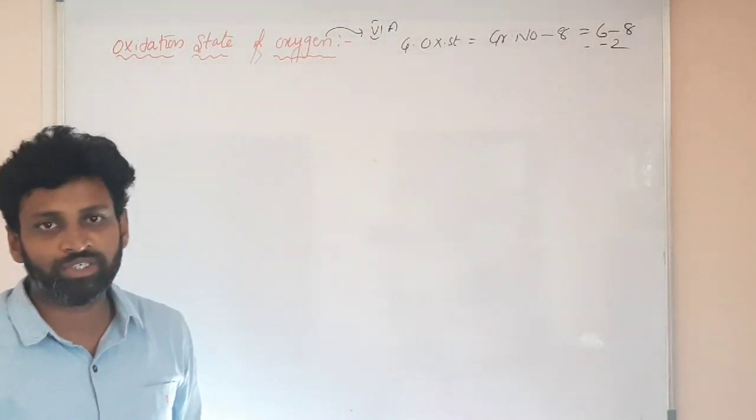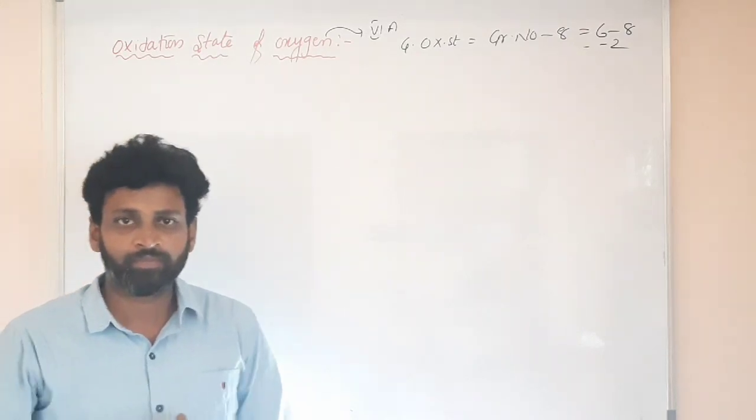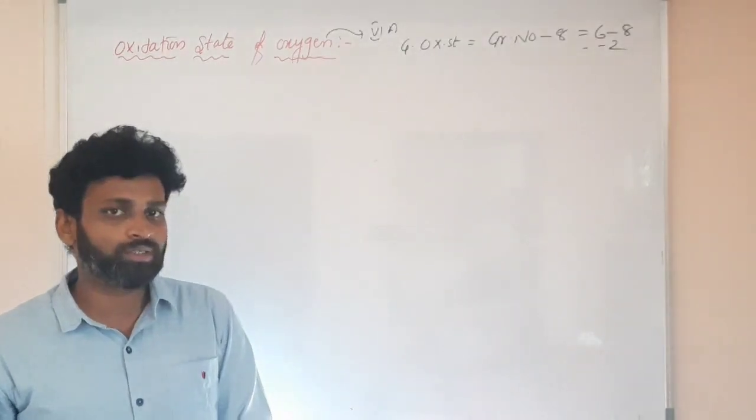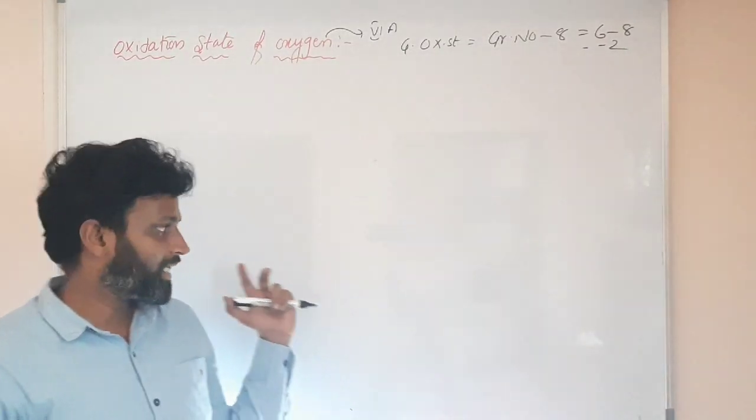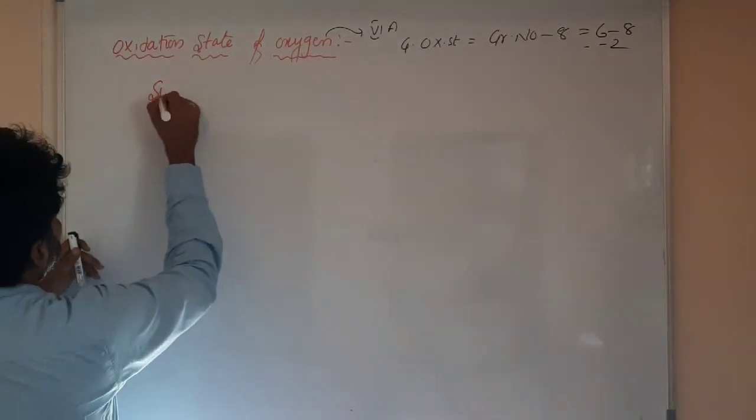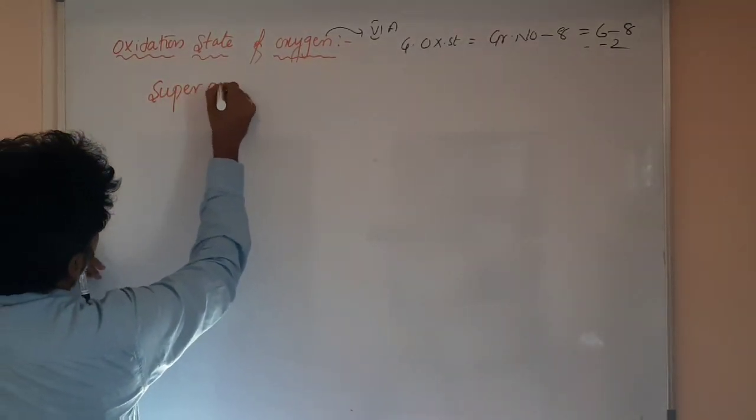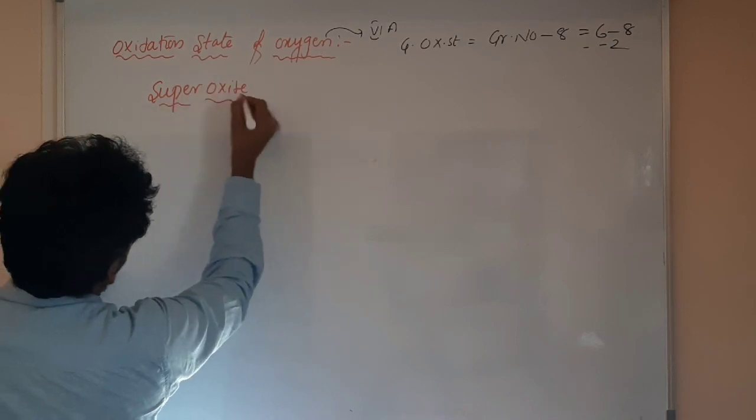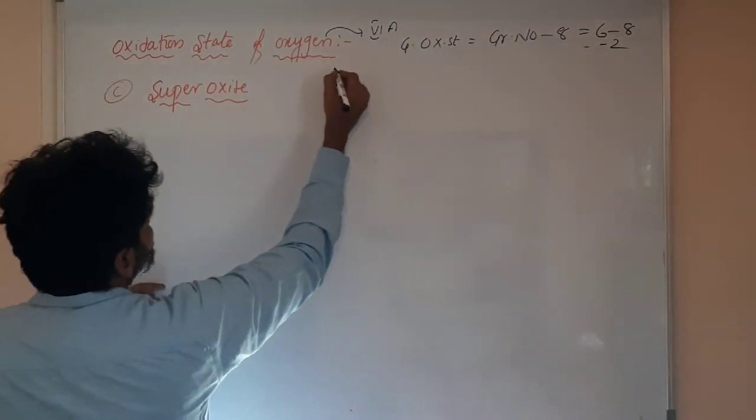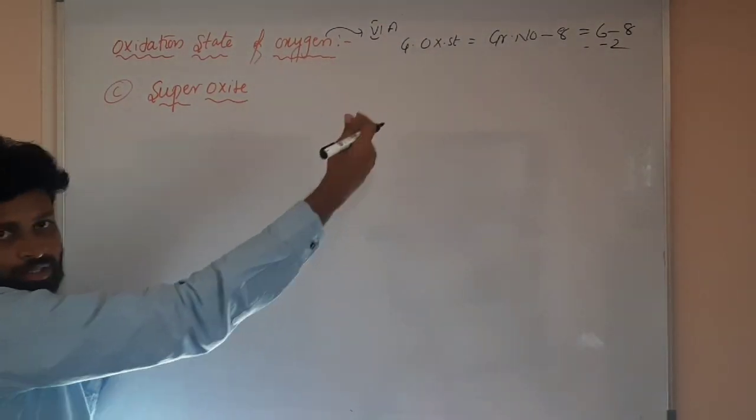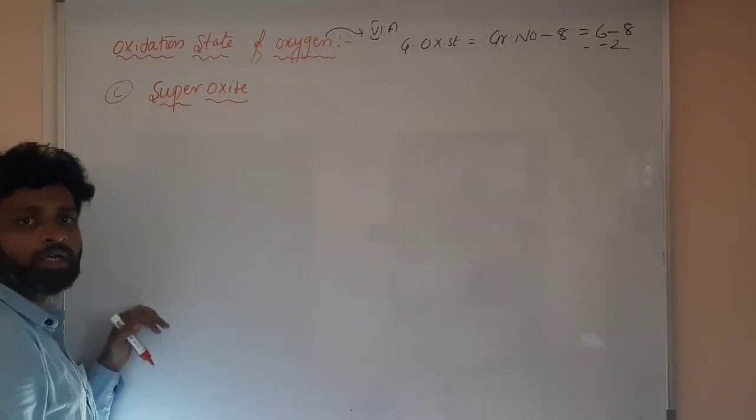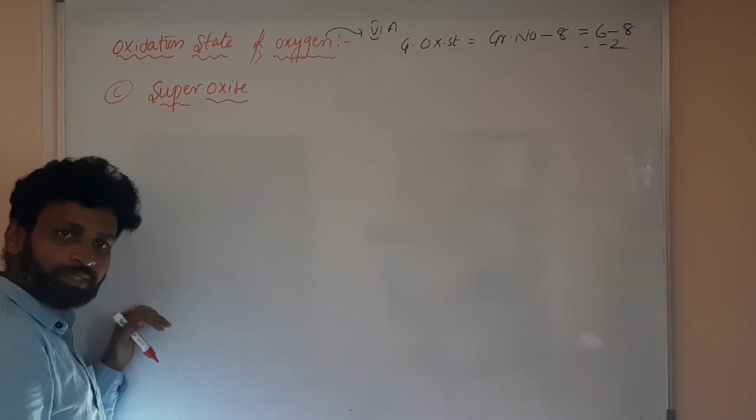Peroxide: -1 oxidation state for oxygen. For oxygen, what is the oxidation state in peroxides? -1. How to identify? By calculating oxidation state. And one more important thing is superoxide, the third one. So oxide means O is -2, and O2 with 2- is peroxide, as I said.